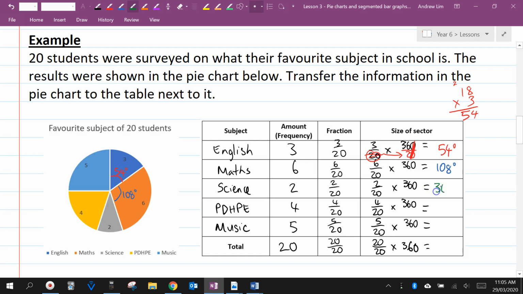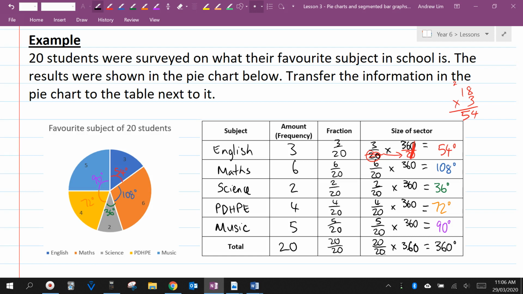Science is 36 degrees. PDHP is 72 degrees. And music is 90 degrees. So in total, when we add all of these degrees up, it should be 360 degrees. Okay, 20 divided by 20 is 1, and 1 times 360 is 360.